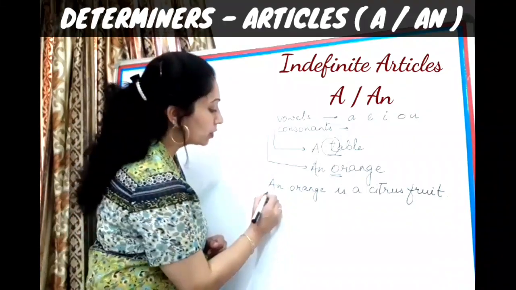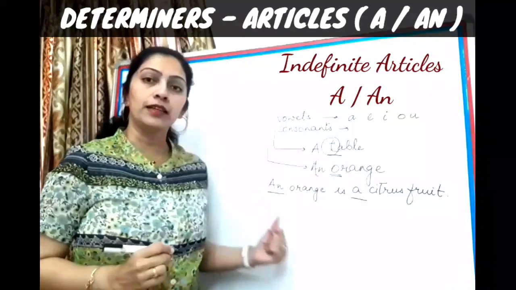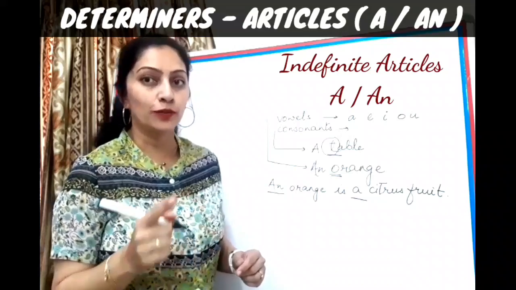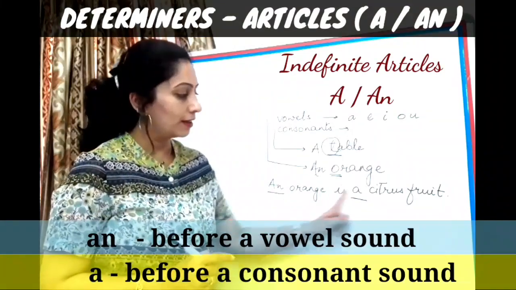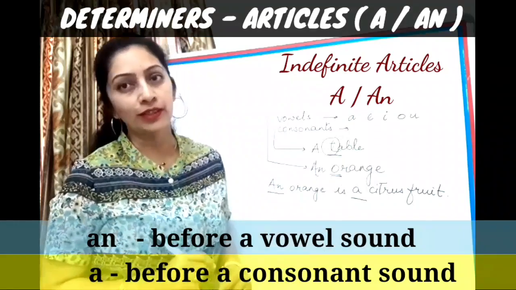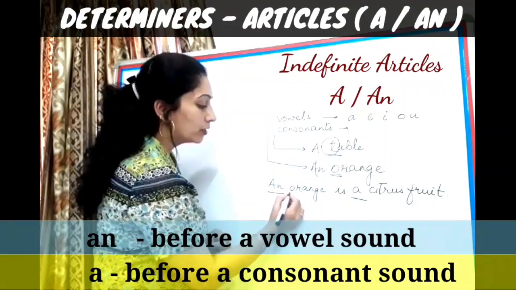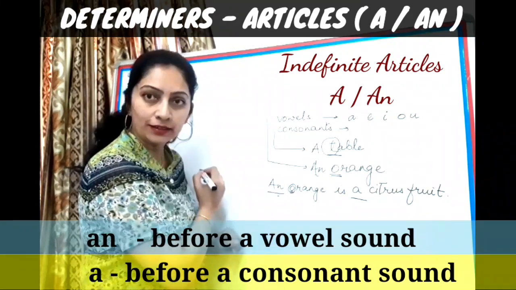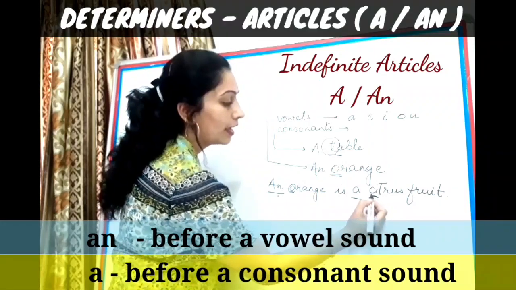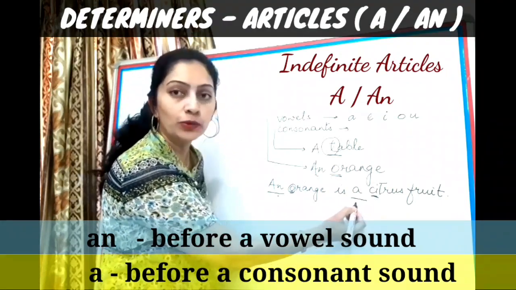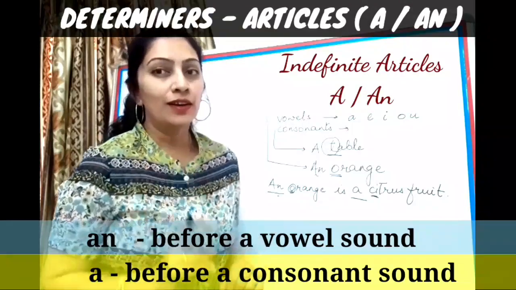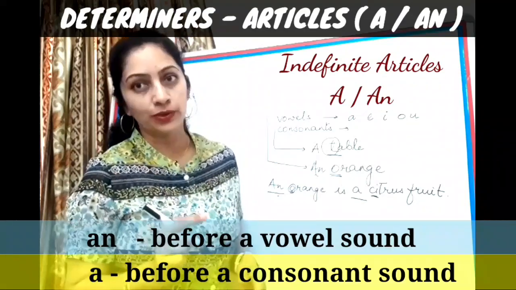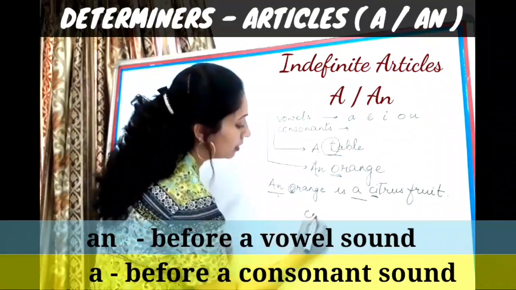Now look here, I have used both the indefinite articles in one sentence. And how have I judged what to use where? Of course, look at the next word, and look at the starting sound of the next word. Like here, an orange. Now since orange is a vowel sound, I have used an here. Whereas since citrus has a consonant sound, I have used a here. Both the indefinite articles a and an are always used before a countable noun.